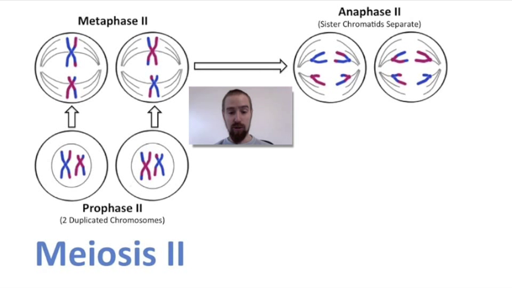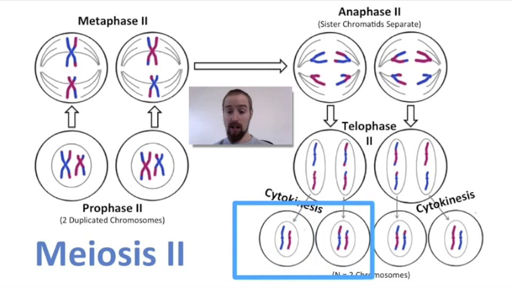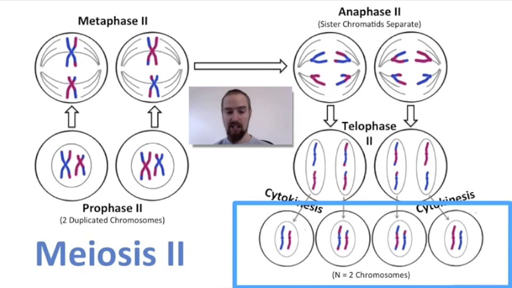During anaphase 2, these separated sister chromatids are pulled to opposite ends of the cell. During telophase 2, these chromosomes are packed into two new nuclei. Each cell divides by cytokinesis, and we are left with 4 cells, each with 2 unduplicated chromosomes. We started with one diploid cell that contained 4 unduplicated chromosomes, and we ended with 4 haploid cells that each contained 2 unduplicated chromosomes. We call these 4 cells gametes.